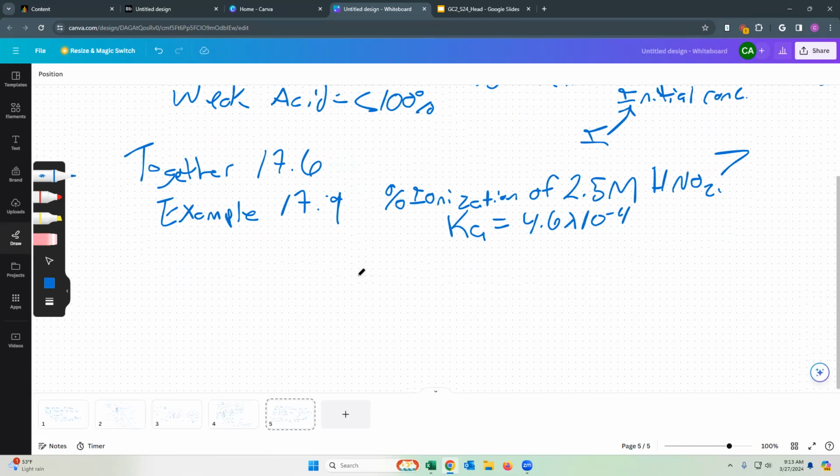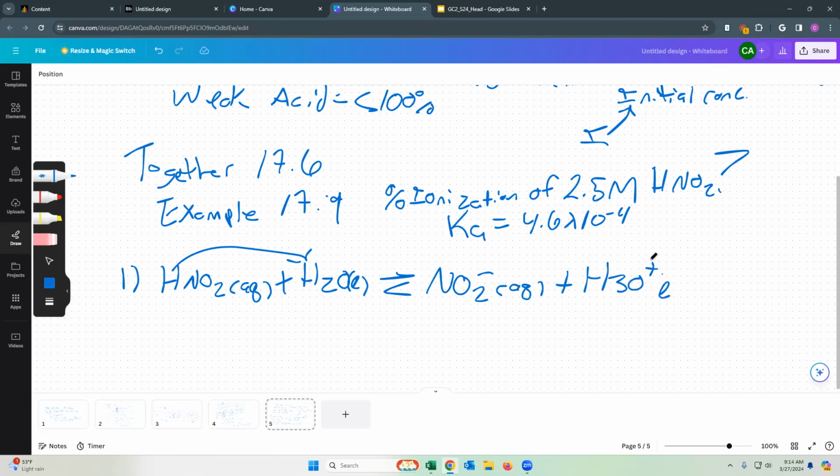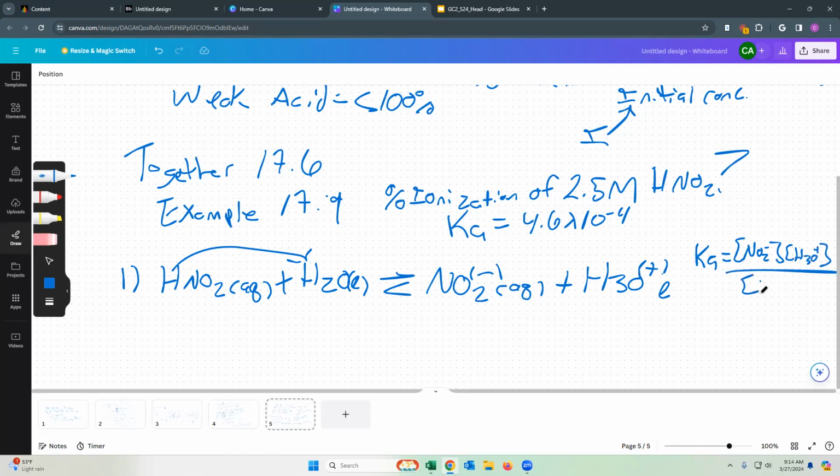So, as always, let's write down our equilibrium, our reaction with water. So step one, always write our reaction with water. So we have HNO2 aqueous plus H2O liquid. An acid gives its hydrogen to the base. That makes NO2 minus aqueous plus H3O plus liquid. Then we can write our Ka expression, products over reactants: NO2 minus times H3O plus divided by HNO2.